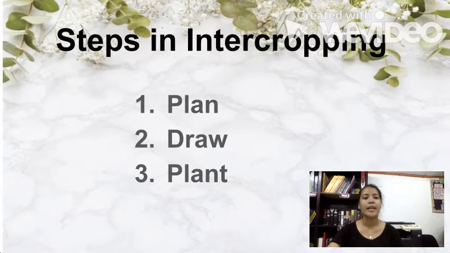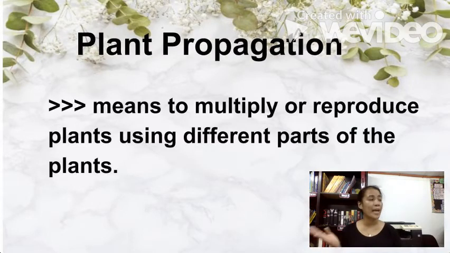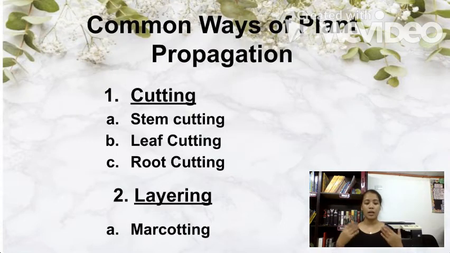All right, very good. Again, just like what I mentioned a while ago, plant propagation is all about multiplying or reproducing plants using the different parts of the plants. That's plant propagation. All right? Now, there are common ways of plant propagation. We have cutting and layering. For cutting, choose a healthy plant that has plenty of stems. Under cutting, class, we have stem cutting, leaf cutting, and root cutting.